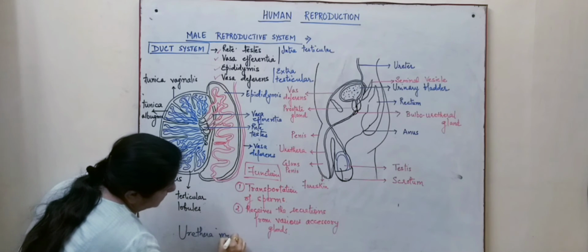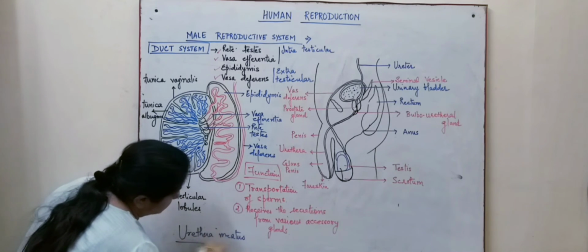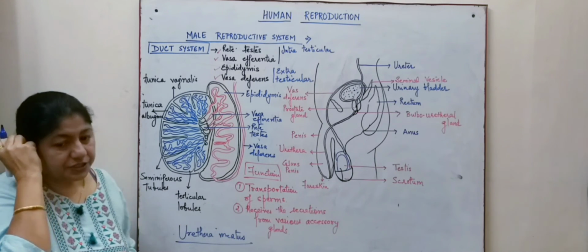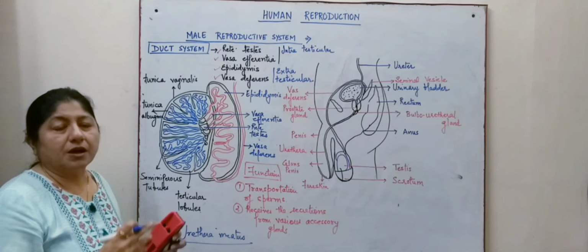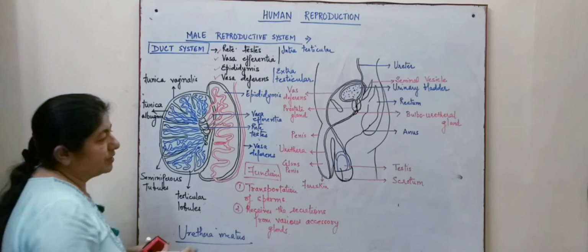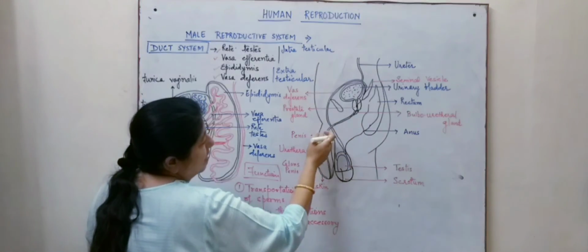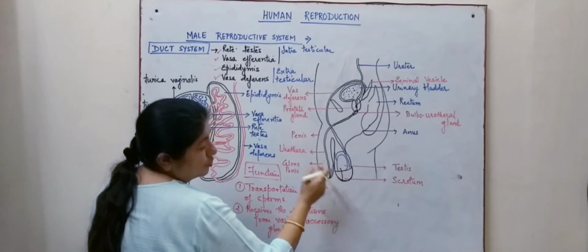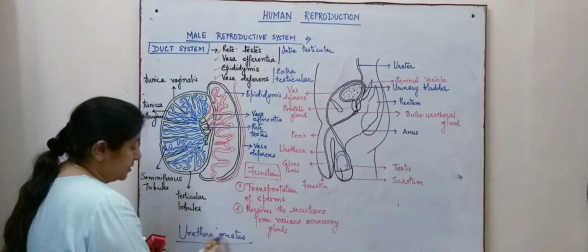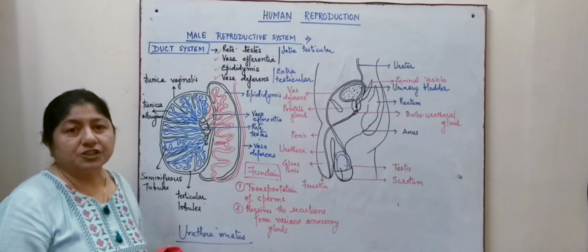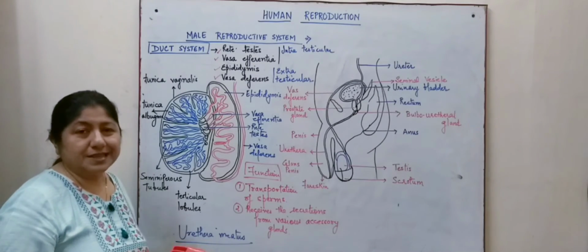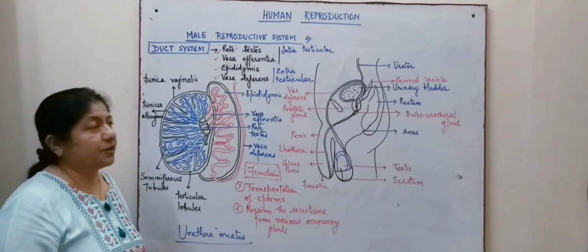meatus, the urethral meatus. This structure, the urethral meatus, is the common structure for the passing out of the sperm as well as the urine, and the sperms are ejaculated through this. So the urethral meatus is a common site for the ejaculation of the sperms, as well as the site for the passing of urine.